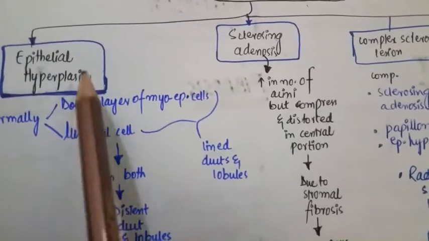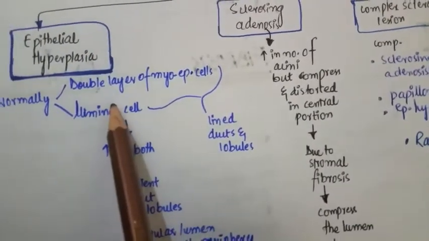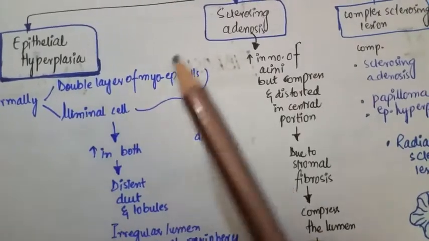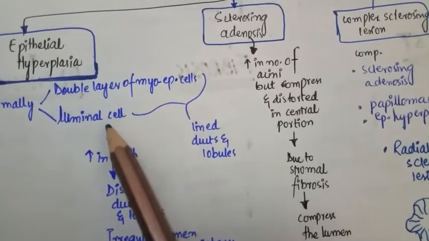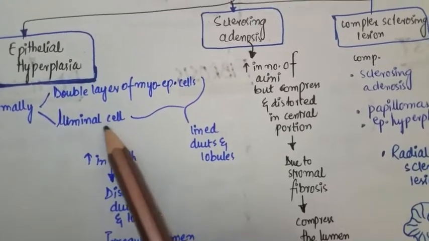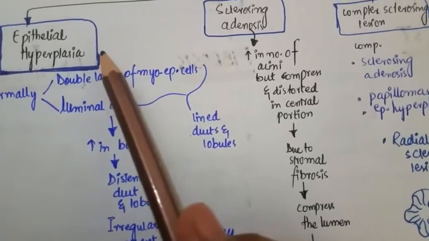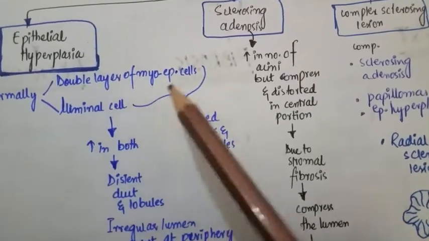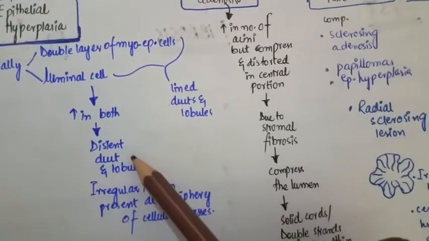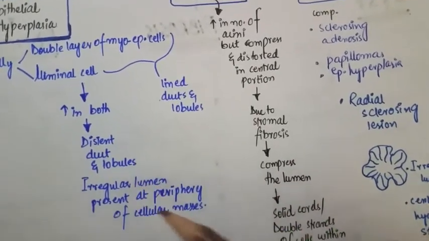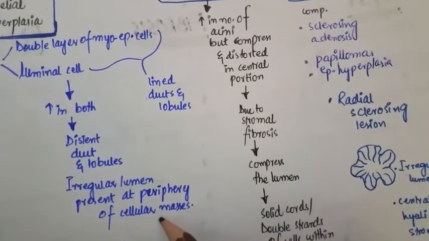Normally, the breast tissue consists of two types of epithelium, as I discussed in the earlier videos: the double layer of myoepithelial cells and the luminal cells. These line the ducts and the lobules. But as epithelial hyperplasia takes place, these two types of epithelium start to increase in number. They distend the ducts and the lobules, resulting in irregular lumens present at the periphery of the cellular masses.